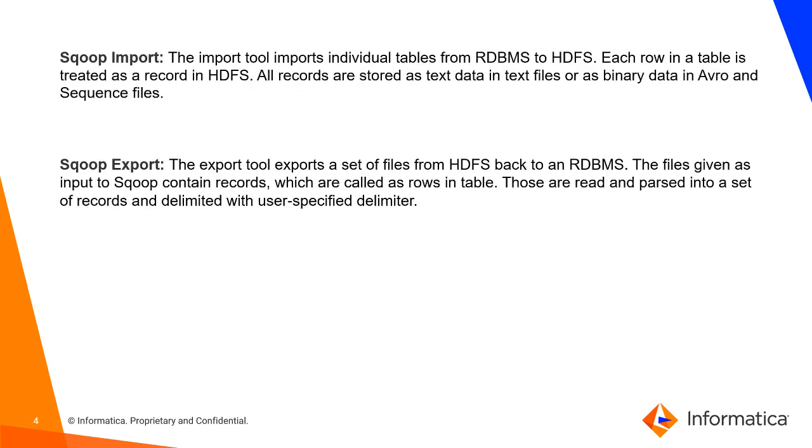In Sqoop import, the import tool imports individual tables from the RDBMS to HDFS. Each row in the table is treated as a record in HDFS, and all the records are stored as text data in text files or as binary data in Avro and sequential files. The Sqoop export tool exports a set of files from HDFS back to the RDBMS or MySQL. Here the files given as input to Sqoop contain the records, which are called rows in the table. Those are read and parsed into a set of records and delimited with the user specified delimiters.